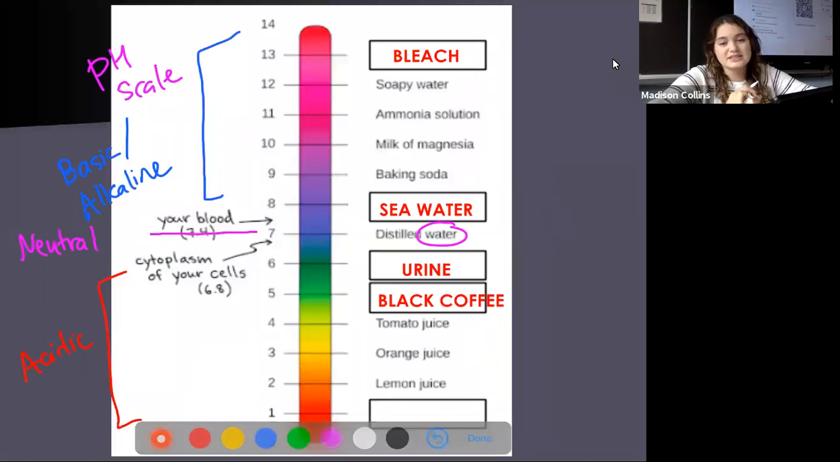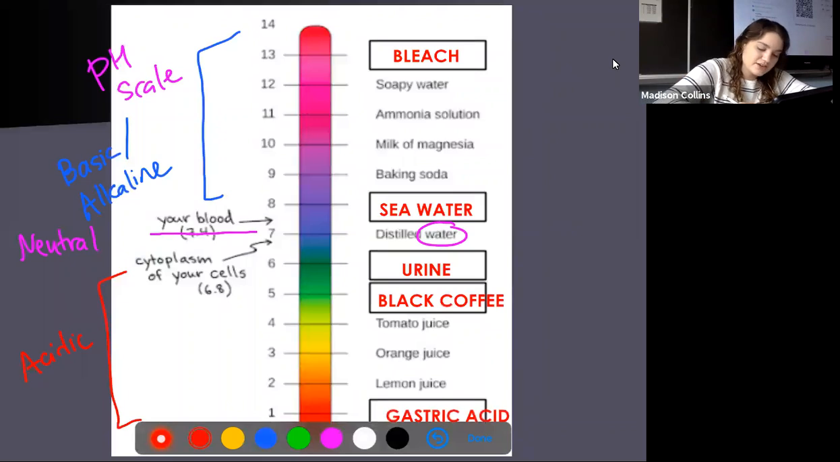Very, very acidic is going to be gastric acid. And remember, gastric acid is talking about your stomach acid. And this makes sense, right? We have to have something super acidic in our stomach to break down the food that we're eating and corrode away that food. So we're actually going to describe gastric acid as super corrosive, which means it wears holes in things. It really breaks things down.